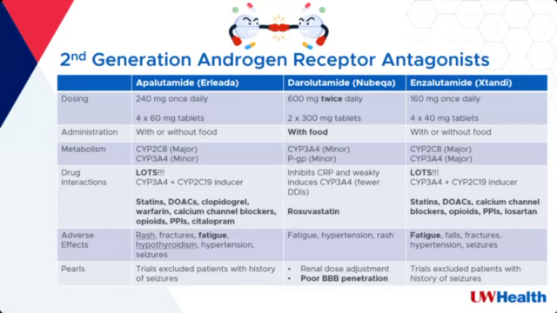Lastly, we have enzalutamide or Xtandi. This is dosed at 160 milligrams once a day. This is given with or without food, and again, a lot of drug interactions, very similar to apalutamide. The most common side effect is fatigue, and again, trials excluded patients with a history of seizures.